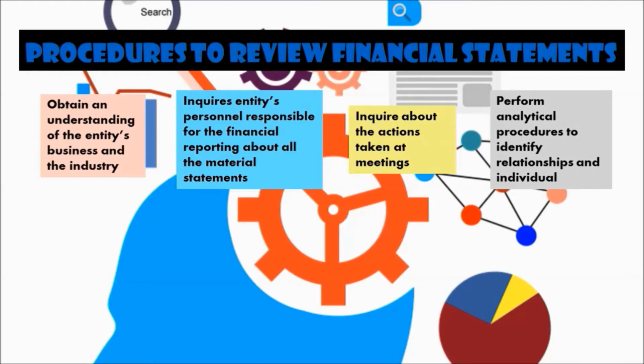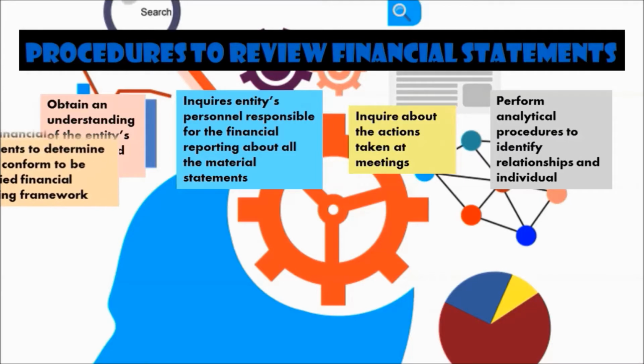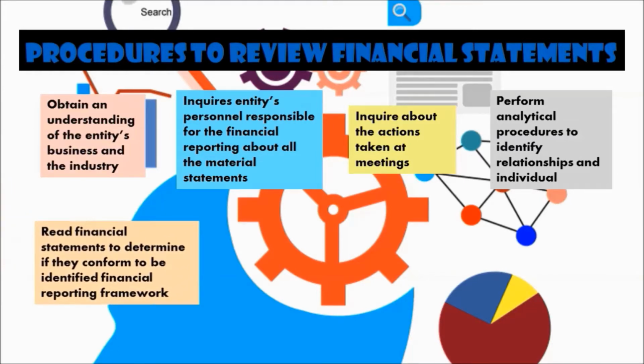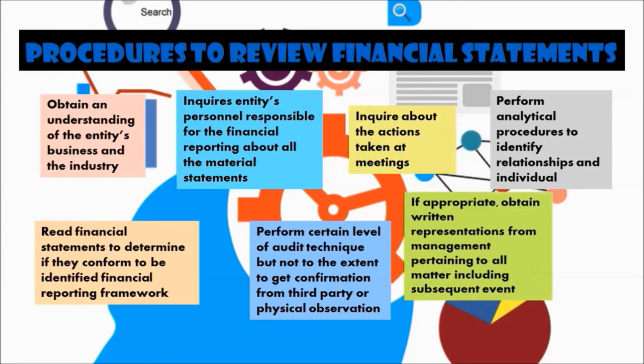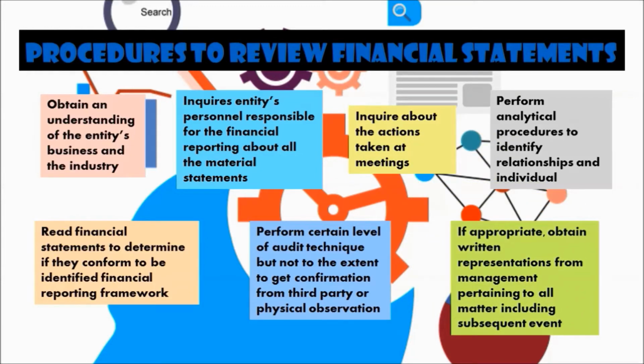4. Perform analytical procedures to identify relationships and individual items that appear to be unusual. 5. Read the financial statements to determine if they conform to the identified financial reporting framework. 6. For every financial position item, perform a certain level of audit technique, but not to the extent of getting confirmation from a third party or physical observation. 7. If appropriate, obtain written representations from management pertaining to all matters including subsequent events.